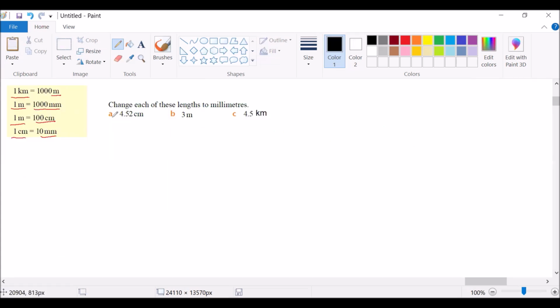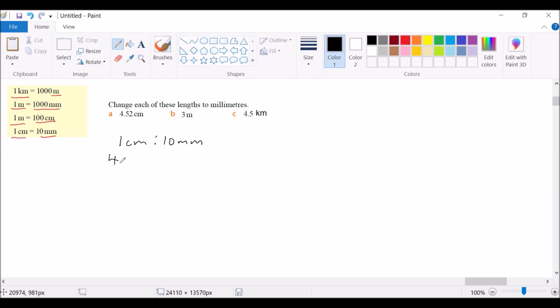Let's look at this example. Change each of these lengths to millimeters. So we should have this conversion, which we must know by heart. 4.52 centimeters. 1 centimeter is to 10 millimeters. 4.52 is on the side of centimeters.